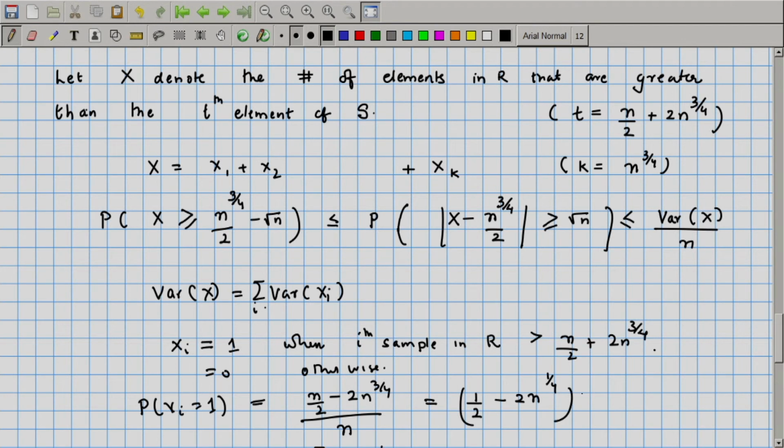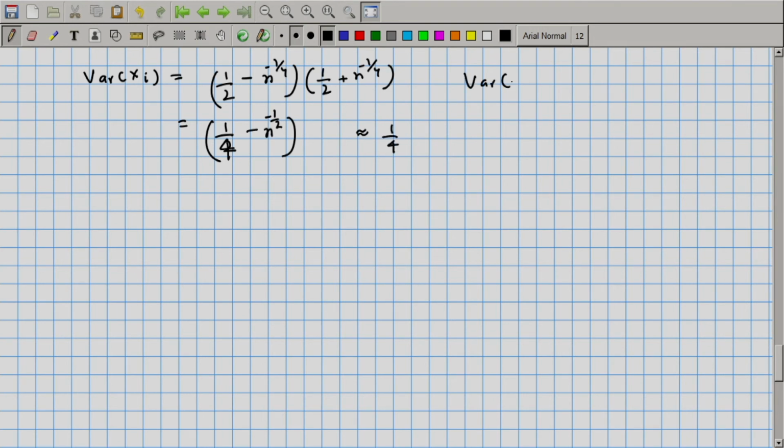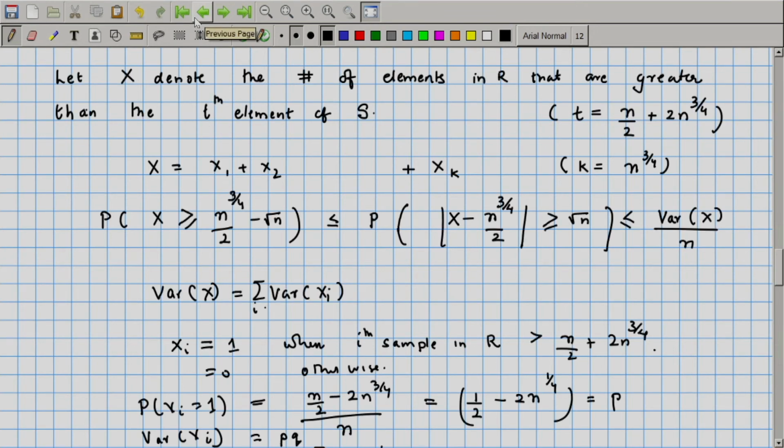Okay. So, therefore, if we think of this as p, variance of Xi is going to be pq. For a random variable which takes value 0 and 1 with probability p, its variance is going to be p times 1 minus p. So, variance of Xi is going to be half minus n raised to 1 by 4 into half plus n raised to 1 by 4, that is equal to 1/4 minus n raised to minus 1 by 4, so n raised to minus half. Okay. So, you can say that this is approximately 1/4. So, total variance of X is that will not suffice.